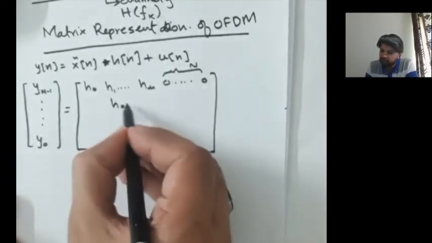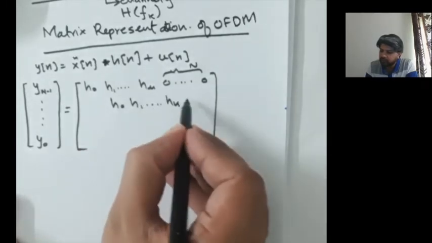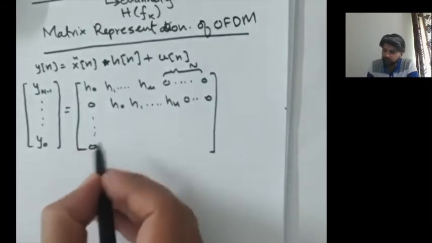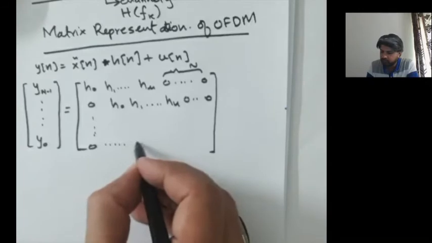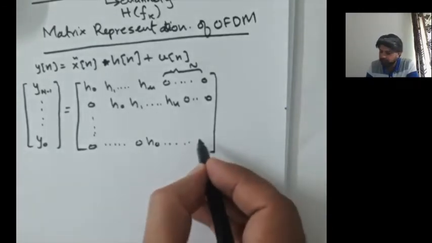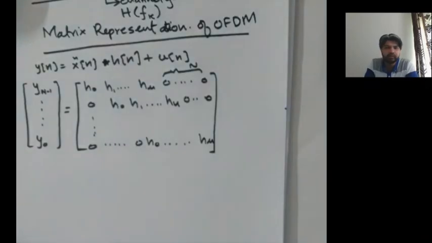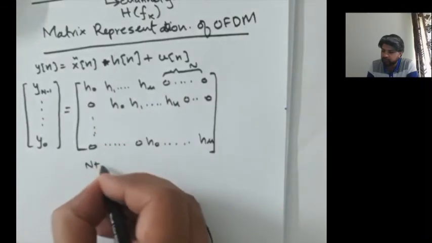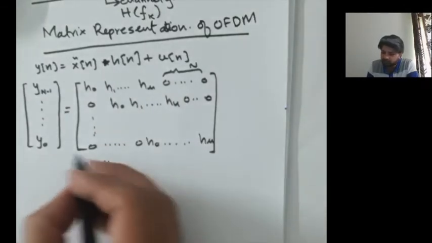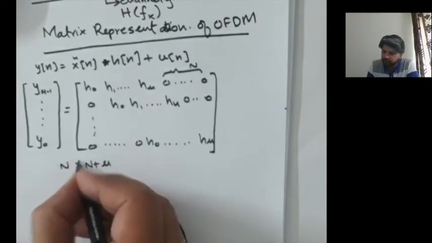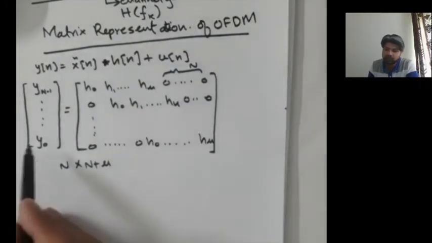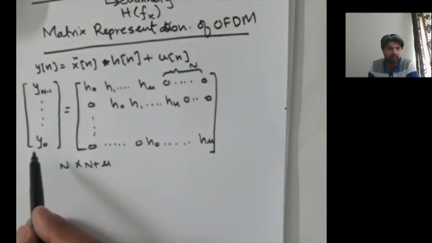So you have h0, h1 all the way to h mu, and then zeros. This would continue, and the last row would be zeros and then h0 to h mu at the end. So this is the Toeplitz representation. The dimension of this matrix is n plus mu columns and n rows. You can increase the number of rows and still receive those cyclic prefix symbols, but you don't need them. Essentially, you need these capital N samples to recover your signal back.